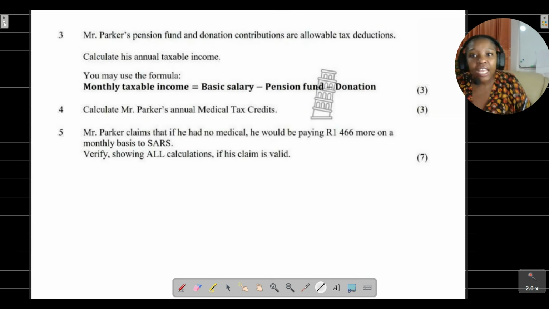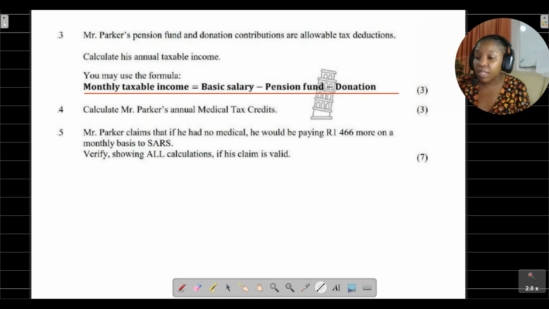So calculate his annual taxable income. You may use this formula. They've given this formula to us. But what I've also realized about mathematical literacy is don't be too reliant on them giving you formulas. Sometimes they don't. So you need to know what to do in a situation where they do not give you the formula. With question number 3, they're telling us that to calculate his monthly income that can be taxed, we need to take his basic salary minus pension fund minus donations, which is what we did there. And then calculate the annual taxable income.